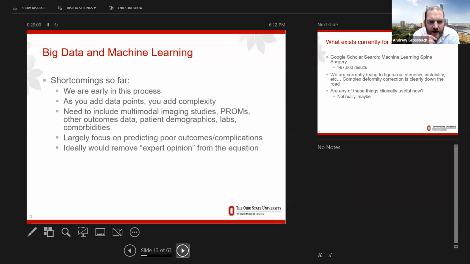Largely so far, these studies are focusing on predicting poor outcomes, so complication rates, 30-day readmission, mortality, stuff like that. And ideally, we would remove expert opinion because if I'm super good at A-lifts and I say, oh, this patient needs an A-lift, this patient doesn't need an A-lift. Right now, a lot of the algorithms are good at saying, okay, we're going to teach it to detect when Dr. Grossbach thinks the patient needs an A-lift, and they're very good at doing that. Whether or not that's the right answer is a little less clear.